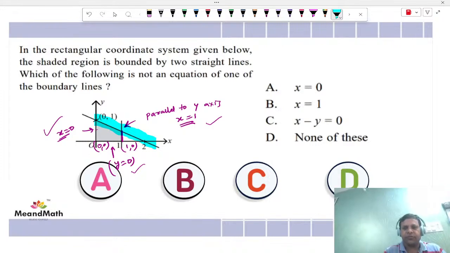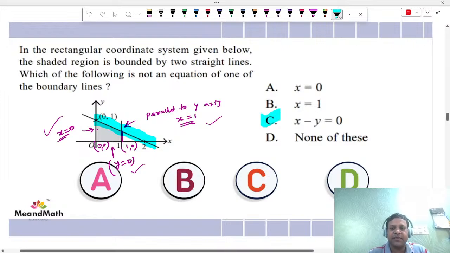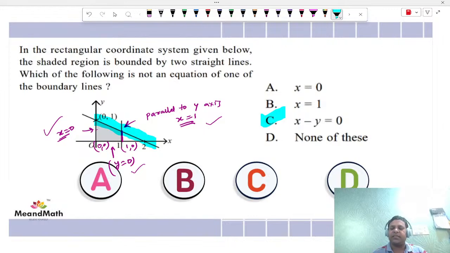X is equal to 0. Yes, that's a boundary line. X is equal to 1, ये भी boundary line. X minus y is equal to 0, ये boundary line. इस जगह क्या होना चाहिए? Y is equal to 0. Okay. तो आंसर क्या होगा यहाँ पर? C option is the correct. Which option is the correct answer? C option is the correct.